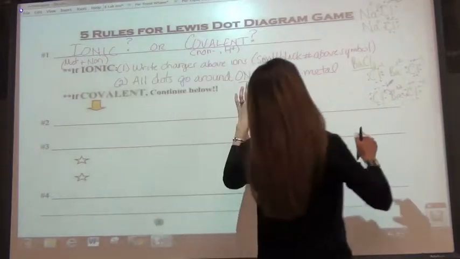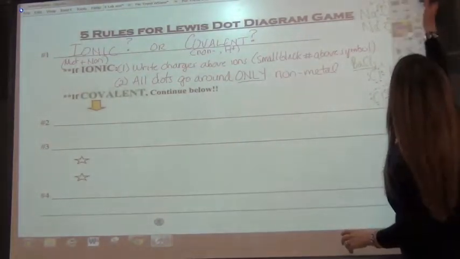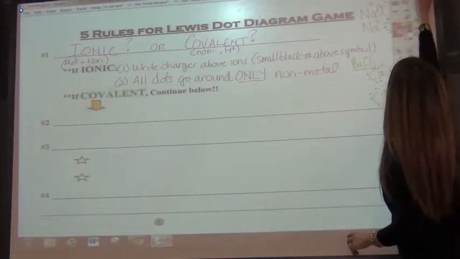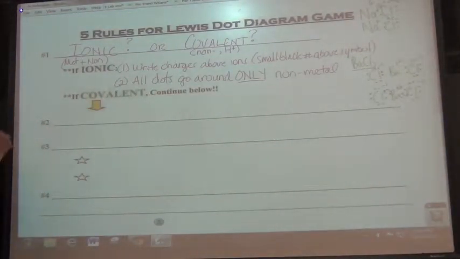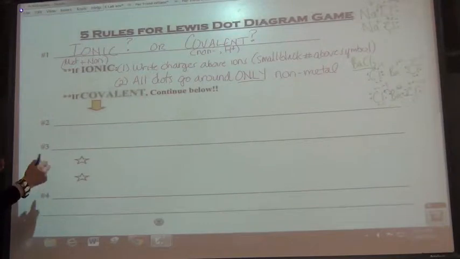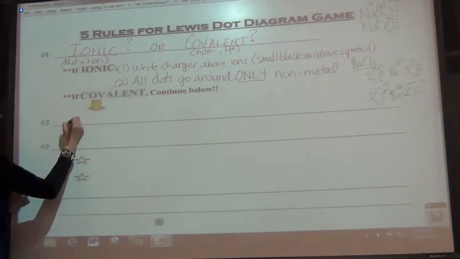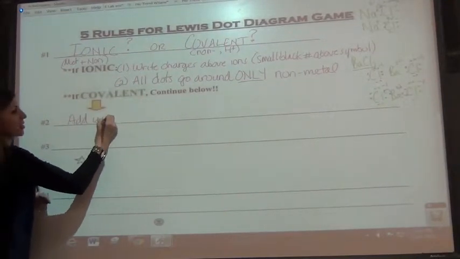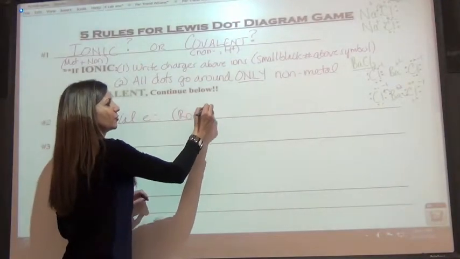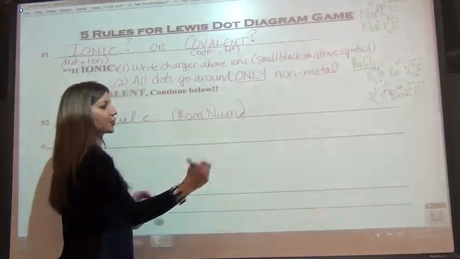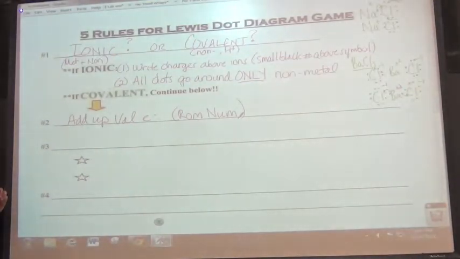All right, so now we're going to do covalent. If it's covalent, it's definitely more involved. There are a couple more rules that we need to discuss in order to do covalent. So step 2, which is really step 1 again for doing covalent, is to add up the valence electrons. The way that we get that is just from the Roman numerals on the periodic table. So you're going to look up your Roman numerals and add up your valence electrons.